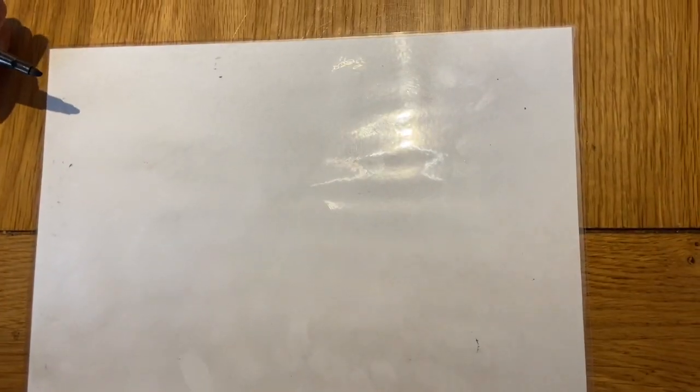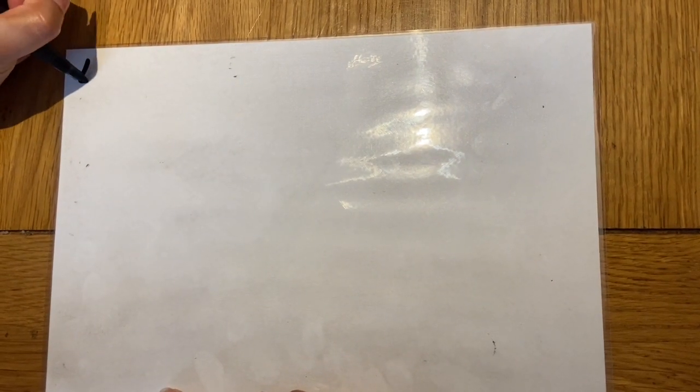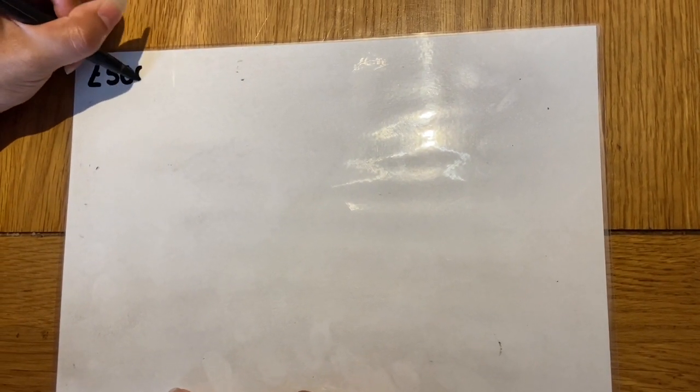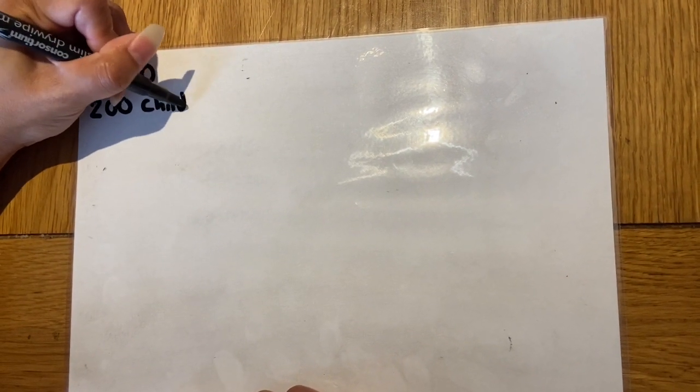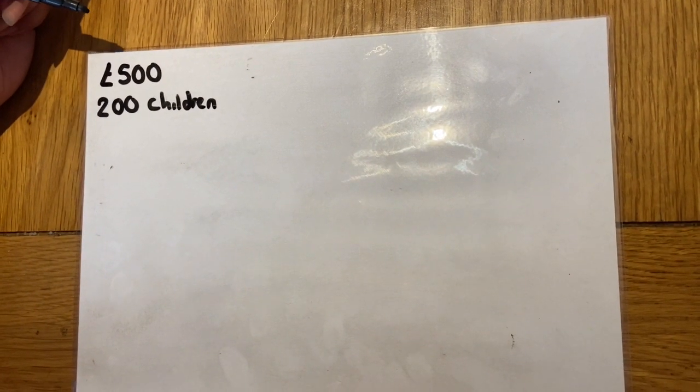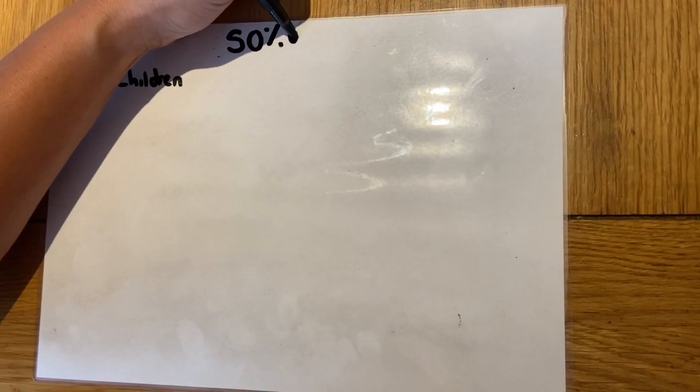Okay, so let's do examples using equivalent fractions to find percentages. Hamilton Primary School has a grant which is worth £500 to spend to improve the outside space. All 200 children were asked to vote what they would like. So 50% voted for the wildlife pond.